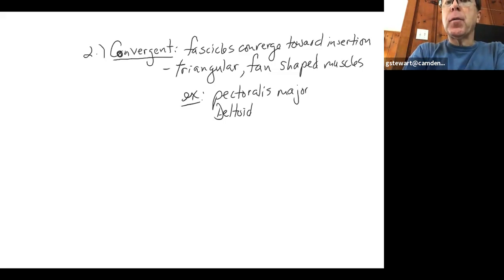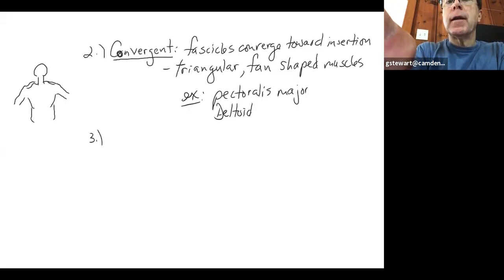And the third type here. So I'm just going to draw. There's my cartoon head, shoulders, chest, arms. The pectoralis major muscle. There's your sternum, your breastbone. The pectoralis major muscle does this. The fibers converge onto a point just in your armpit, and it creates this triangular or fan-shaped muscle.